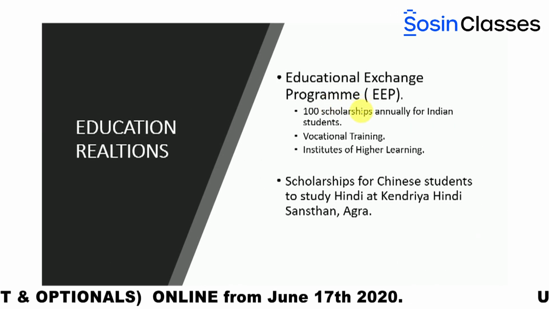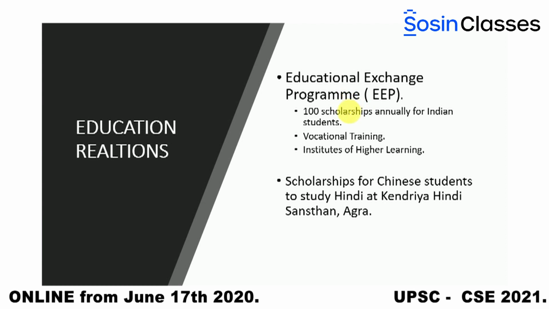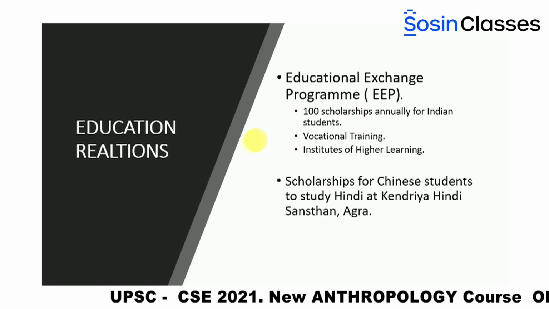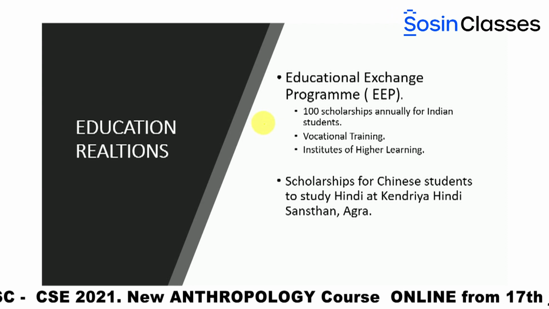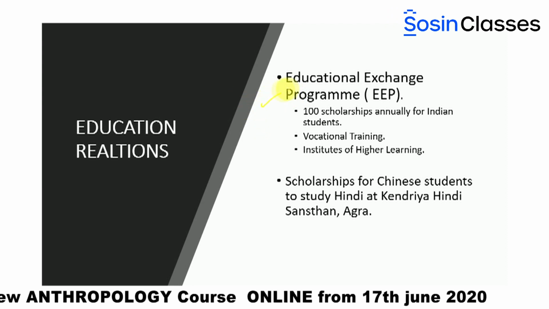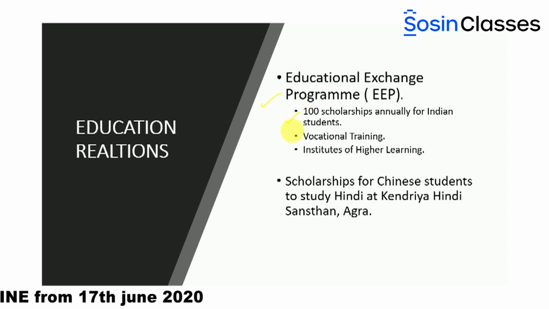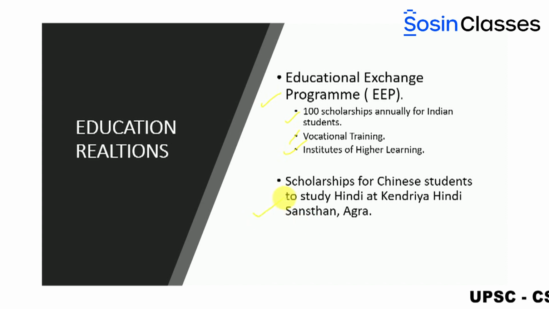India and China signed an Educational Exchange Program in the year 2006, which is an umbrella agreement for educational cooperation between the two countries. On May 15, 2015, both countries signed a fresh educational exchange program, under which the Chinese government provides 100 scholarships annually for Indian students to study in China. This agreement also provides cooperation in the field of vocational training, institutes of higher learning, etc. Apart from this, Chinese students are also awarded scholarships annually to study Hindi at the Kendriya Hindi Sansthan in Agra.